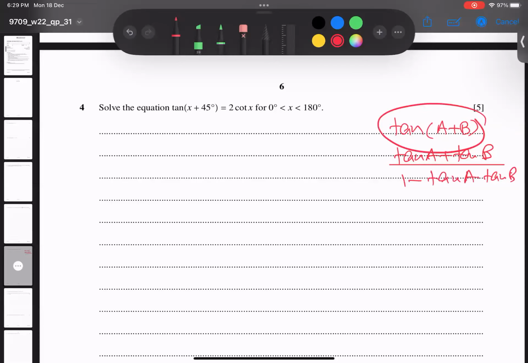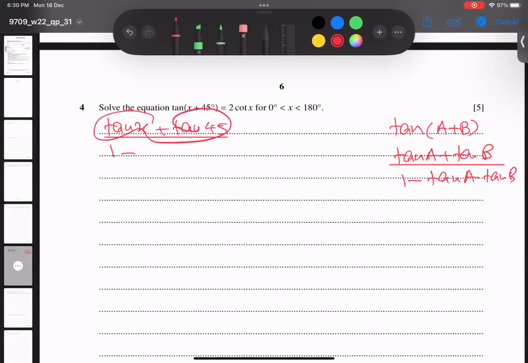And now I'm using the same formula here. So let's start. First of all, A value is X and B value is 45. Very clear. So tan X plus tan 45 divided by 1, always comes, and the opposite sign of this becomes minus, and the product of both values. I mean tan X into tan 45. Done, and equals to what, student?